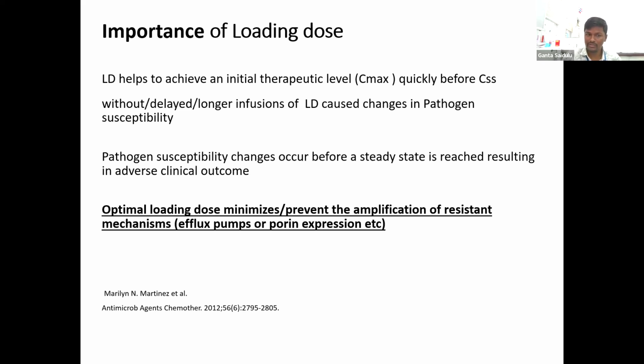Without loading doses, or with delayed loading doses or longer infusions of the loading doses, the pathogen susceptibility can change. So ideally, your loading dose should be more than your regular doses, and it should be given very fast compared to the regular infusions. If you delay the loading dose infusion, it can change the pathogen susceptibility. So optimal loading doses minimize and prevent the amplification of resistance mechanisms like efflux expression and porin expression.